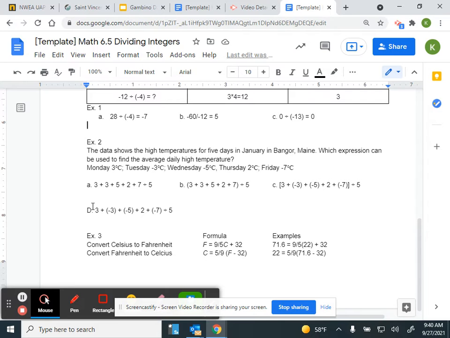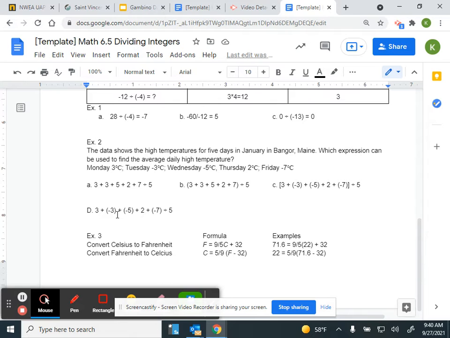Oh, wait. So isn't that the same thing we're doing for D? Monday plus Tuesday plus Wednesday plus Thursday plus Friday divided by 5? Oh wait, I think I didn't look at some of the negative symbols. Okay. So they have the same positives and negatives. What is different about C and D? Nick? Oh, one of them has like a little... The brackets? Yeah. Why would those brackets be important, Brielle?